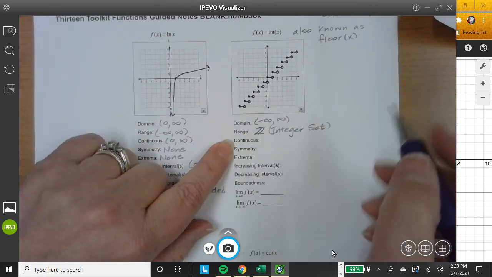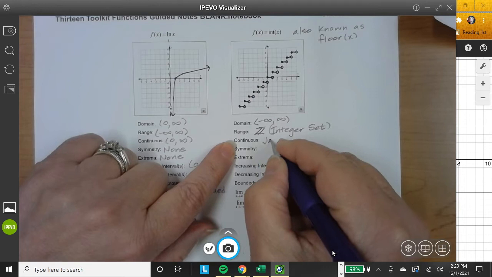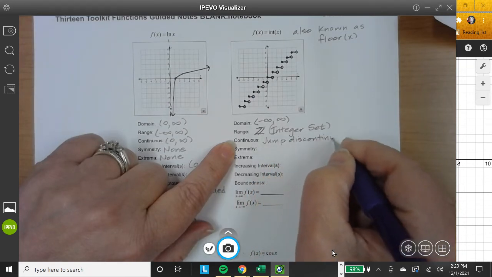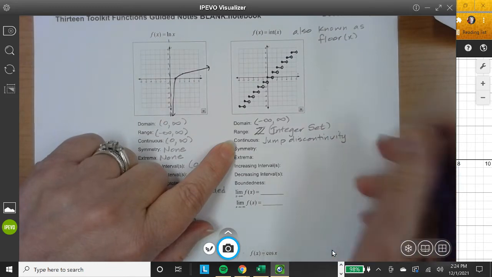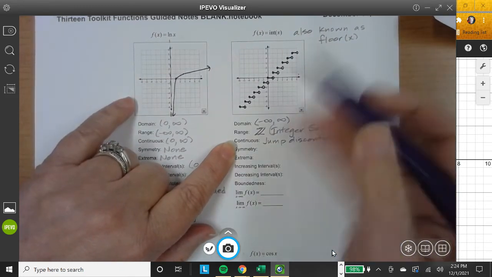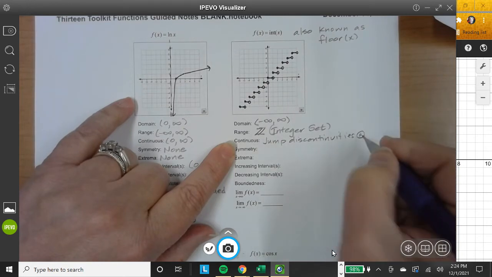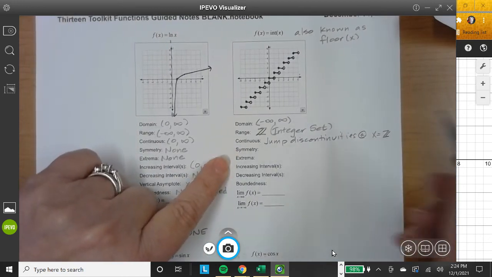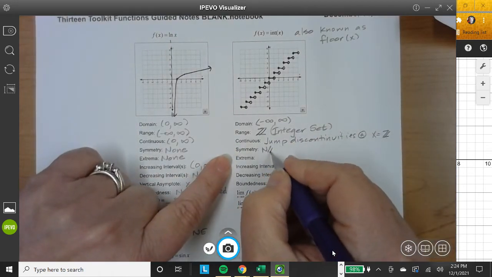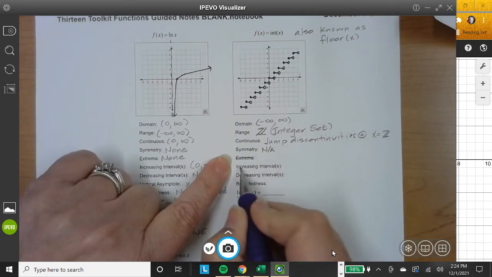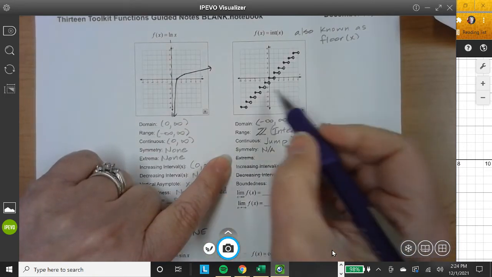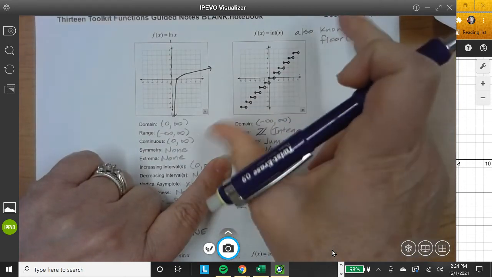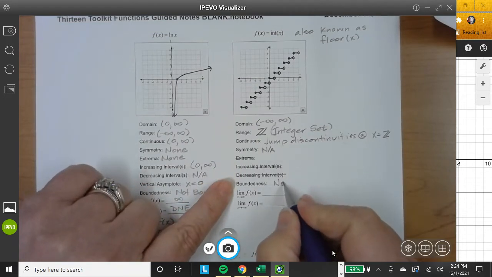It's got some areas where it's continuous, so we would say it has jump discontinuities at x equals the integer, right? Because every integer, it has a jump discontinuity. It is not symmetric. And we're not going to talk about extrema, increasing, decreasing intervals. I have some intervals where they're constant, okay? The y values aren't bounded, so this is not bounded.